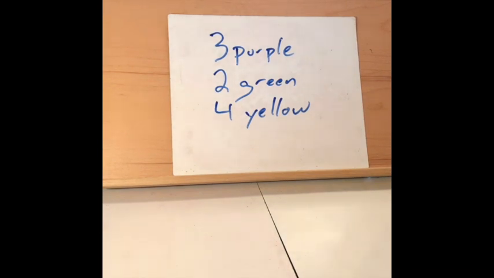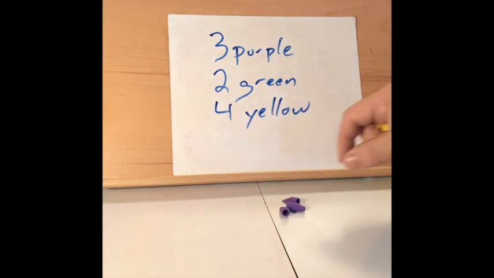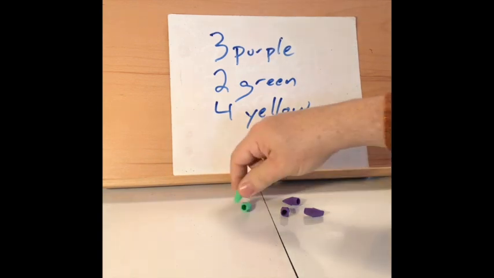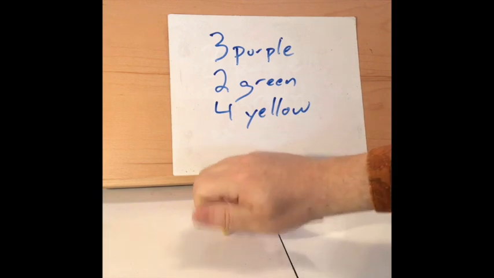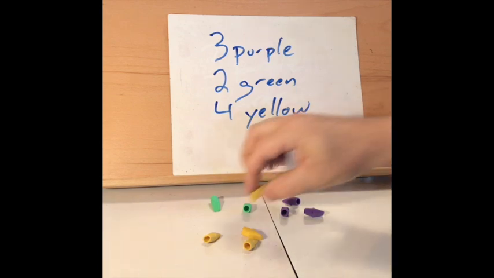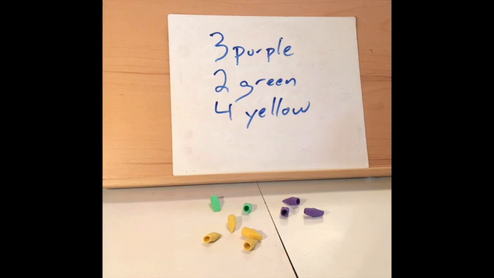Now, wait, what's that all about? 3 purple, 2 green, 4 yellow. Well, I want to talk about one more thing here before we leave. I have here 3 purple erasers. 1, 2, 3. Here, I'll put them so you can see them. 2 green erasers. And 4 yellow. Got it right there. 4 yellow erasers.